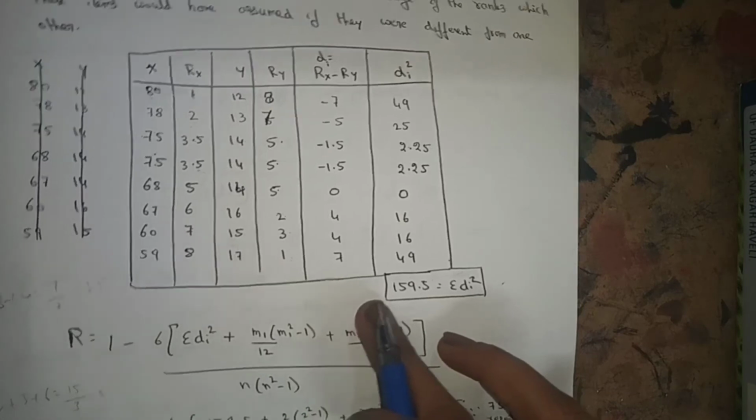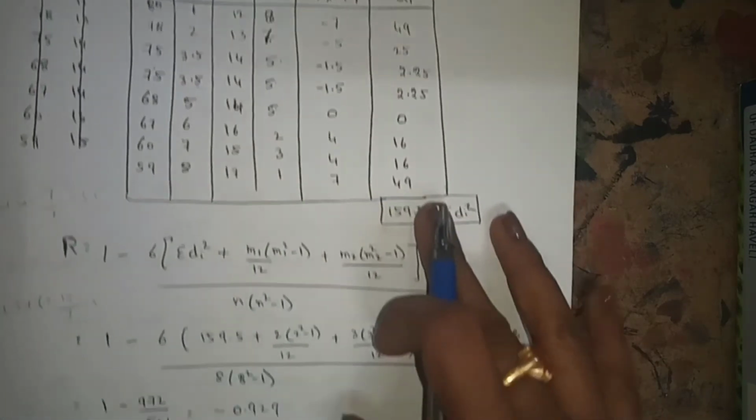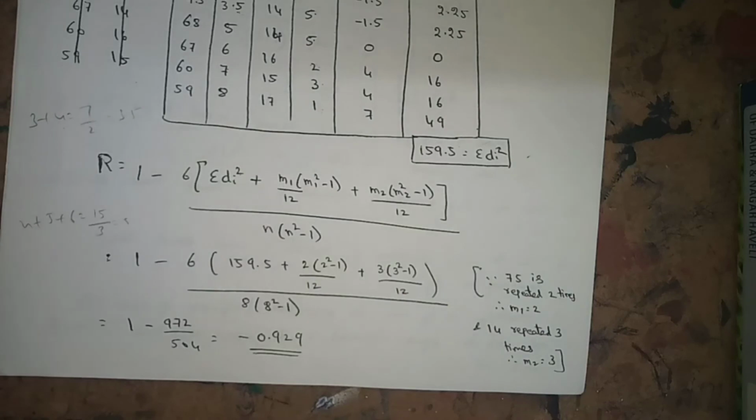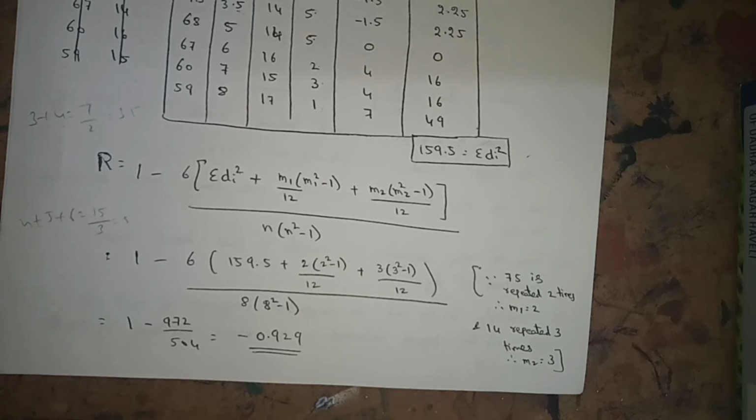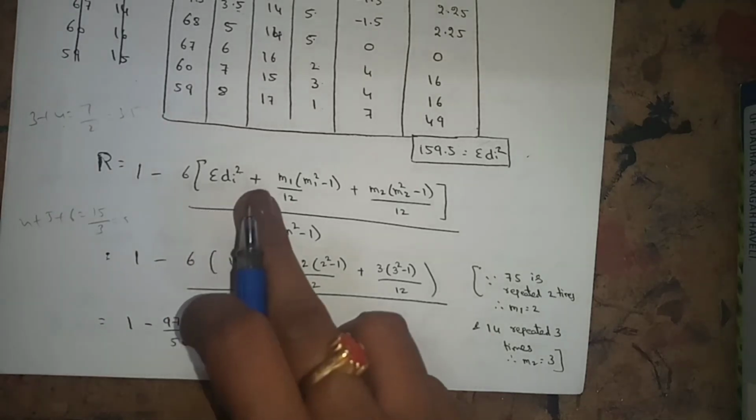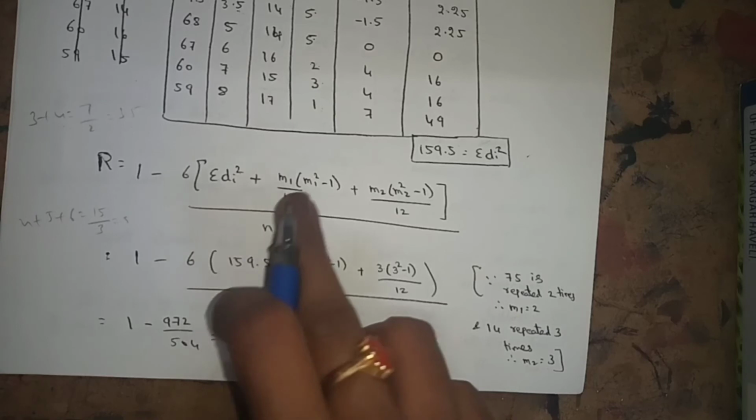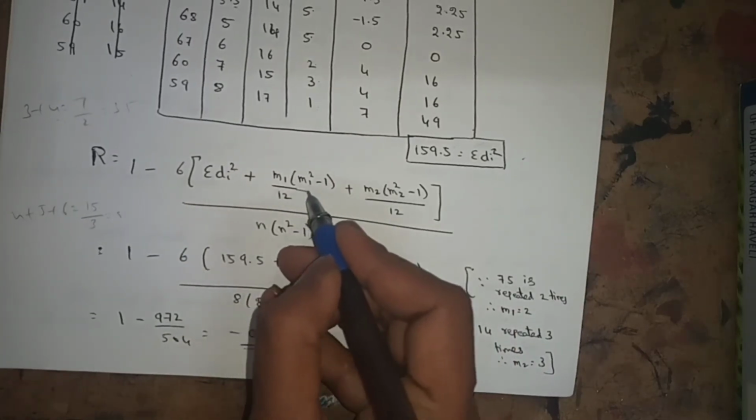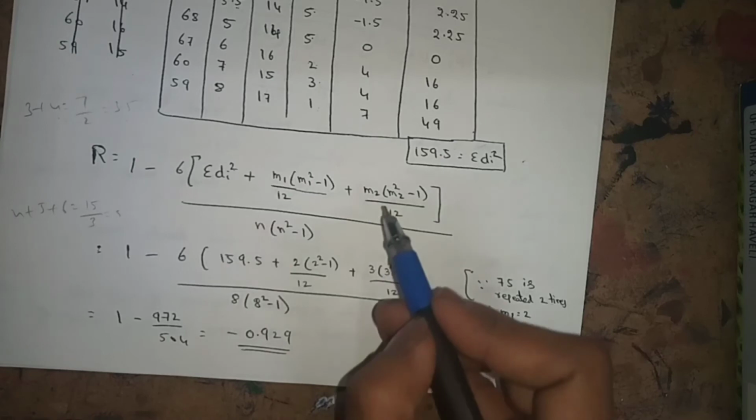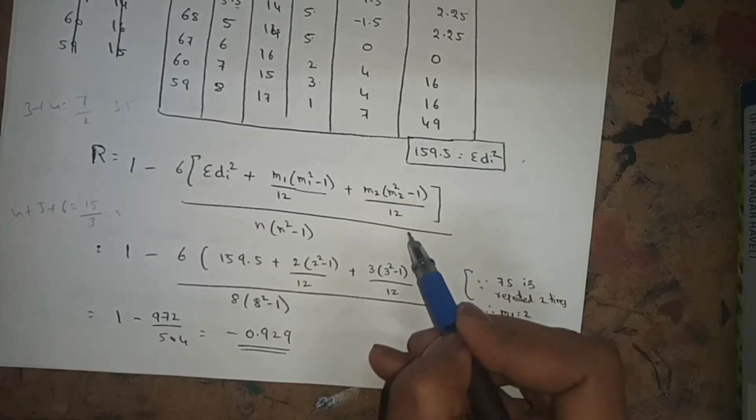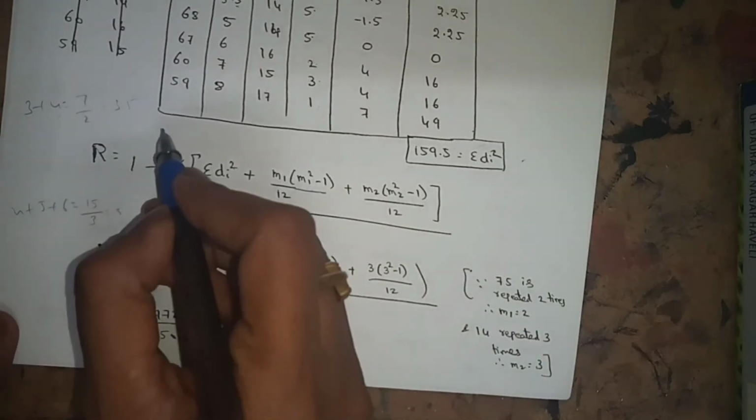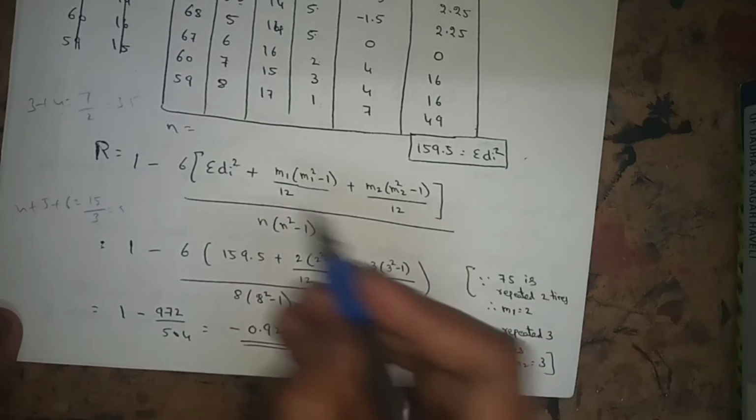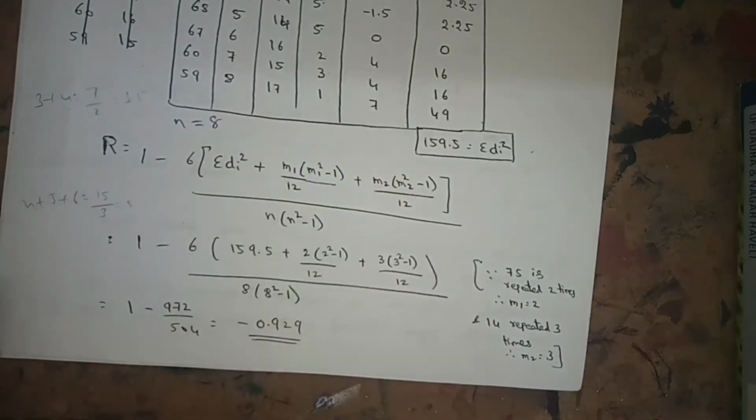After that, repeated ranks occur. That's why we have to use the big formula, the second formula. R is equal to 1 minus 6 into sigma Di square plus m1 into m1 square minus 1 by 12 plus m2 into m2 square minus 1 by 12, whole divided by n into n square minus 1. Capital N, number of observations. How many observations are there? 8 observations are there. n is equal to 8.